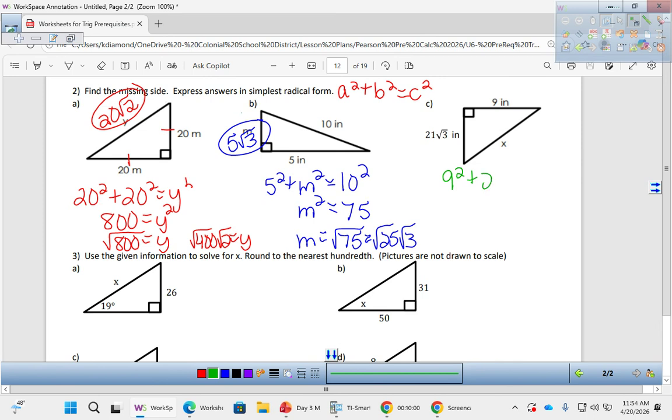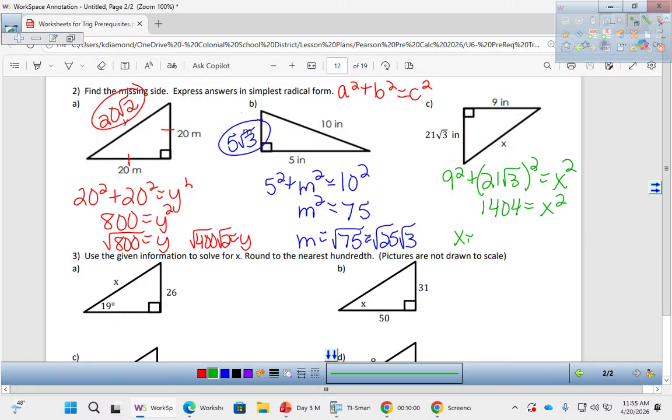Alright, final one. If I have 2 of the 3 sides of the right triangle, I can do Pythagorean theorem. You can type this all in your calculator in one step. Just put parentheses around that. So I can do like 9 squared plus parenthesis 21 root 3 squared, as long as that 21 root 3 is in parentheses. So I end up with 1404 equals x squared.